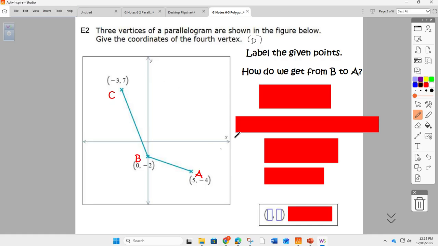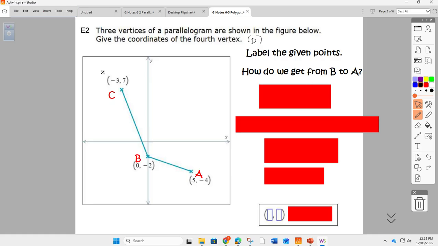So what we can do is use this relationship from B to A. That slope, or that relationship, will be the same as from C to our unknown D. Okay? So we're going to look at what is the rule created between these 2 vertices. In other words, how do we get from B to A? Do you guys have how we get from B to A in your notes? No? All right, let's put it in.